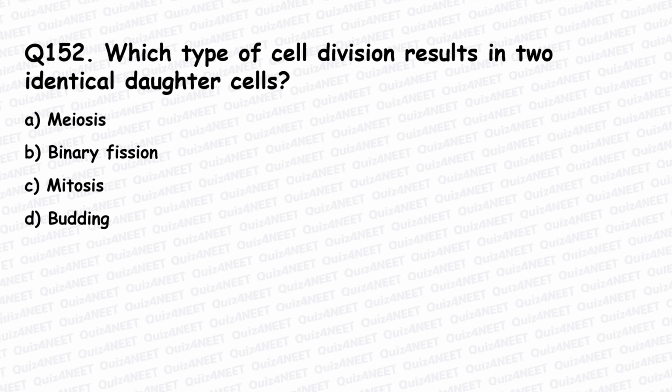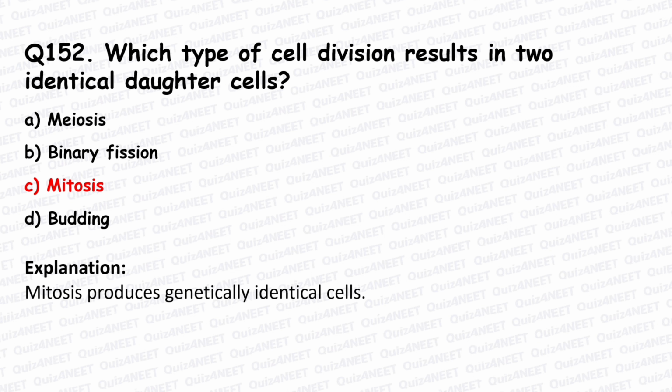Q152. Which type of cell division results in two identical daughter cells? A. Meiosis, B. Binary fission, C. Mitosis, D. Budding. Answer C. Mitosis. Explanation. Mitosis produces genetically identical cells.